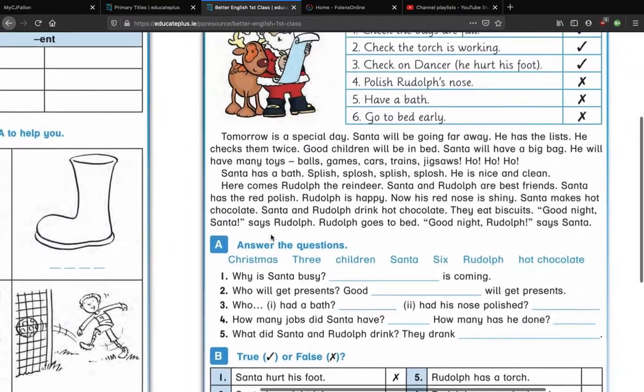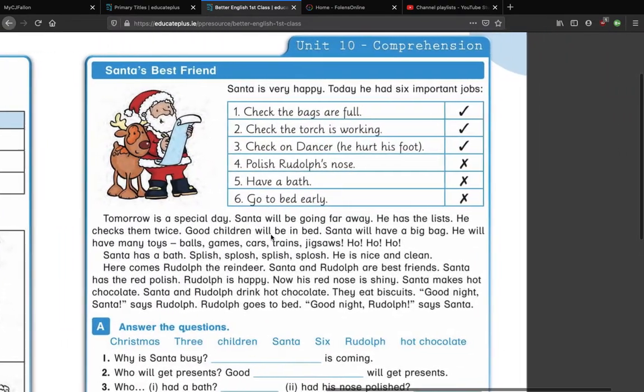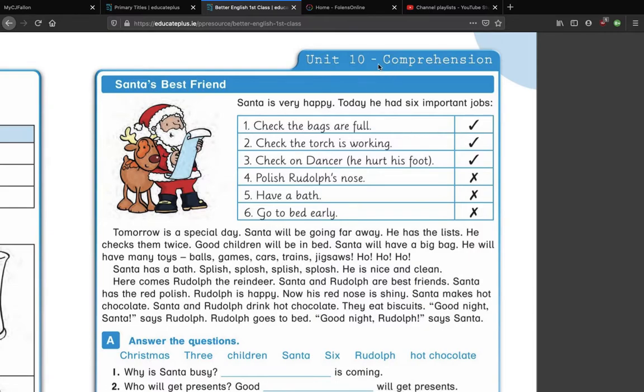So anyway, on to page 31. The story, it's a comprehension, okay? So remember, comprehension is the word for understanding. So really a comprehension is where you read something and you try to make sure that you understand it by answering questions.